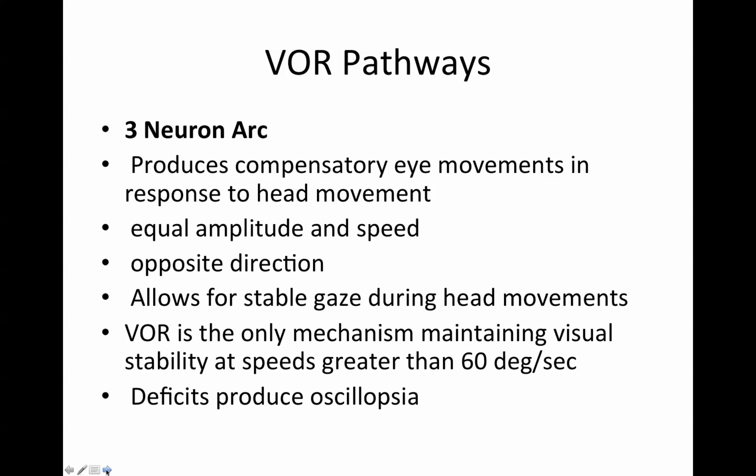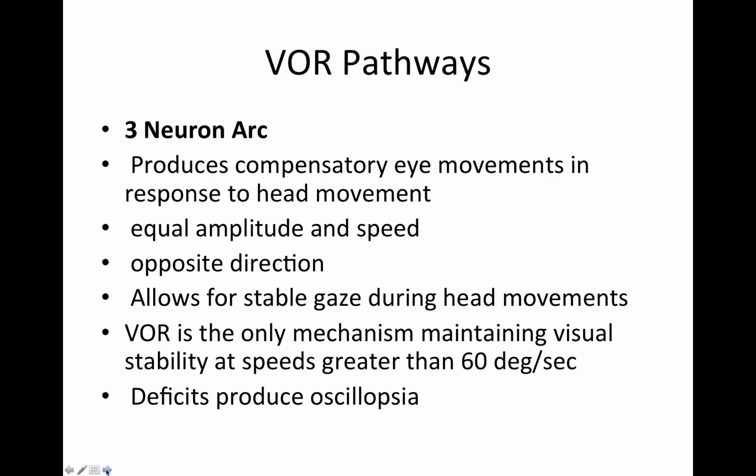The VOR pathway is a 3-neuron arc, and this is what produces the eye movements in response to the head movement, and it will be of equal amplitude and speed, but just in the opposite direction. So if your head turns left, your eyes will move right at the same exact speed and at the same amplitude or degrees. The VOR is the only mechanism that can maintain this, so when your eyes are equal and opposite, therefore whatever you're looking at stays clear.